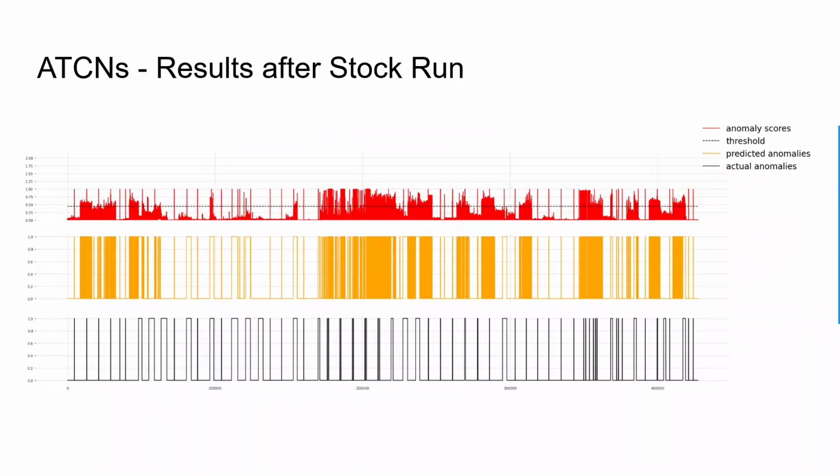So results here, this is what you would typically see if you're looking at an anomaly model. You've got the anomaly score up top, some threshold to where you say whether or not there's an anomaly, and then you've got the ground truth on the bottom.